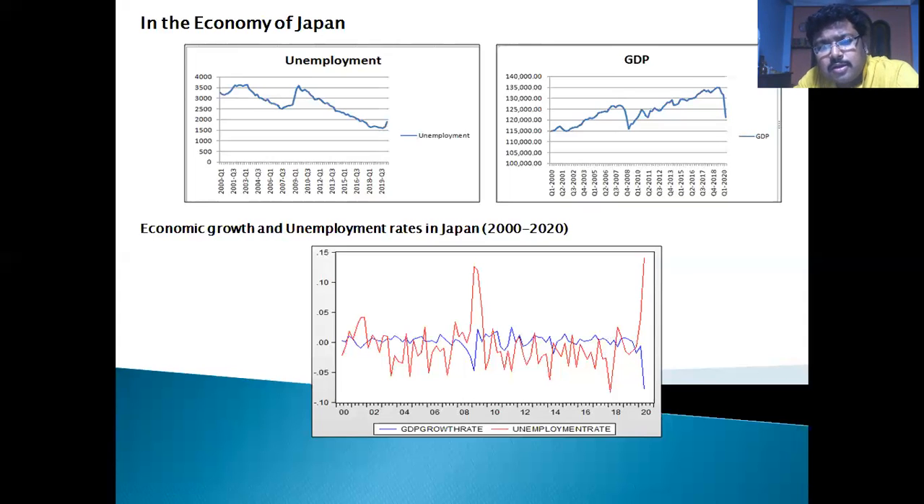There are some findings where Okun's law actually breaks down, when there is a jobless increase in GDP, and then you can find a different result. But in the economy of Japan, from my study, there is a relationship. Okay, there is a relationship you can find here.